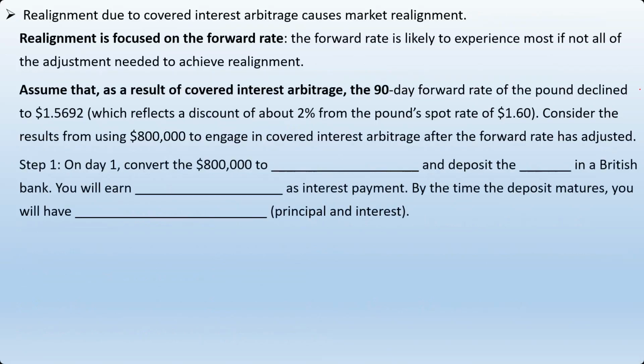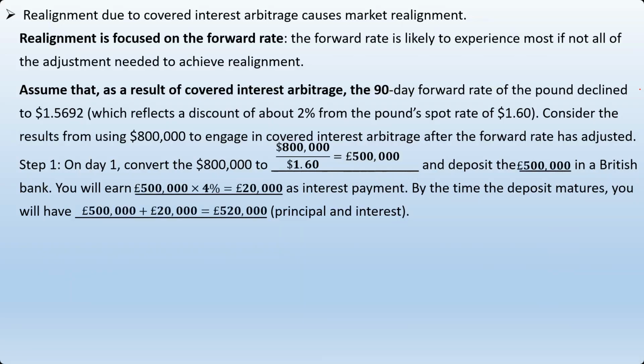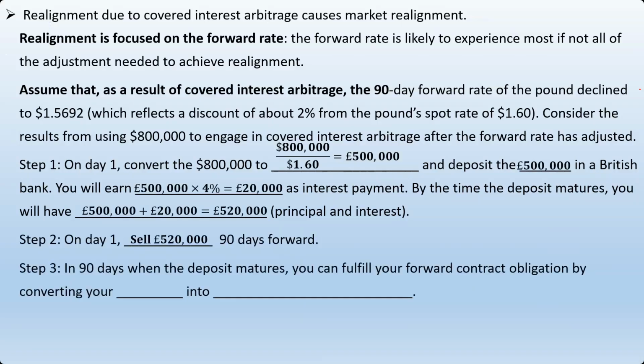So on day one, we have 800,000 US dollars. The spot rate is 1.6. So basically we found that by selling 800,000 US dollars, we can get 500,000 British pounds. We deposit in the British bank and earn 4%, so in the end we have 520,000 British pounds. And on day one, we keep selling the forward contract. In 90 days, when the deposit matures, you're gonna deliver this 520,000 British pounds to the bank. And how many US dollars are you gonna receive with this new forward rate?